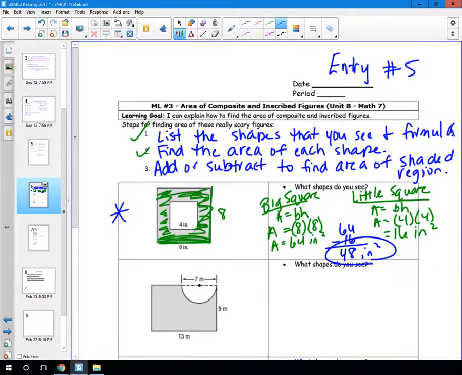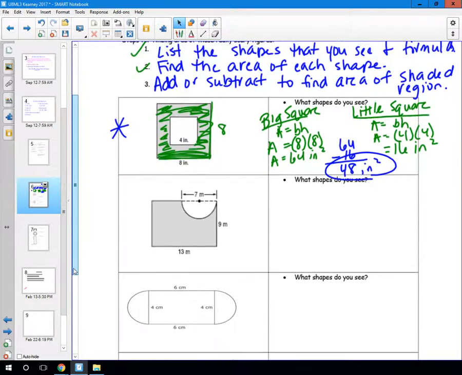So you got it. 3 steps. We've listed the shapes and the formulas. Step 2, we found the area of each. And then step 3, since we had a big shape and a small shape cut out, we subtract to find the area of the shaded region. Okay? So I'm going to do another one.